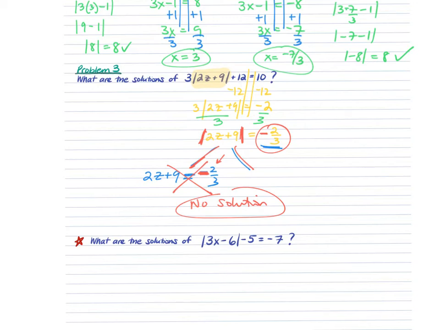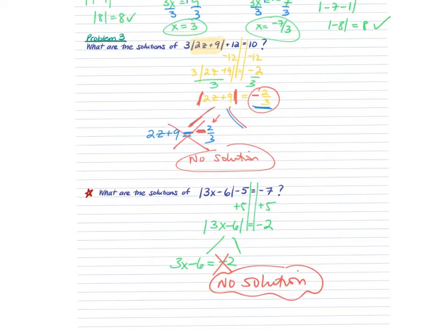Okay, so try this next one on your own, and after you press pause, check back for the solution. Okay, so you can see here when you add 5 to both sides, this still is a negative number. So when you split this out and you do the first one, you don't get a positive number here. And you get a negative number, so there's no solution here.